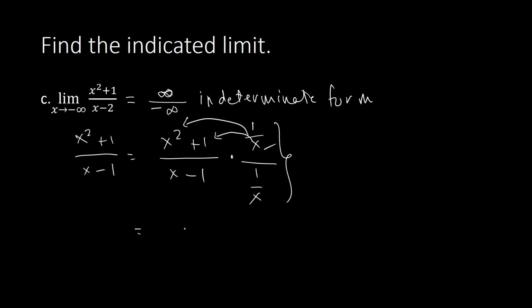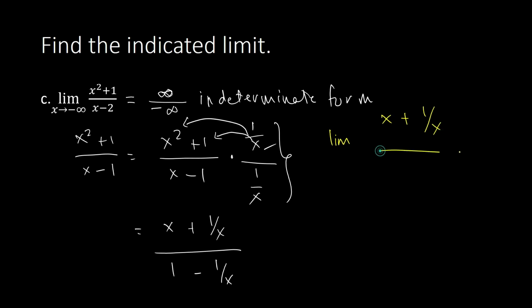So x squared times 1 over x is just x. 1 times 1 over x is 1 over x. And then this one, x times 1 over x is 1, minus 1 over x. Okay, so let us now find the limit of (x plus 1 over x) divided by (1 minus 1 over x) as x approaches negative infinity.